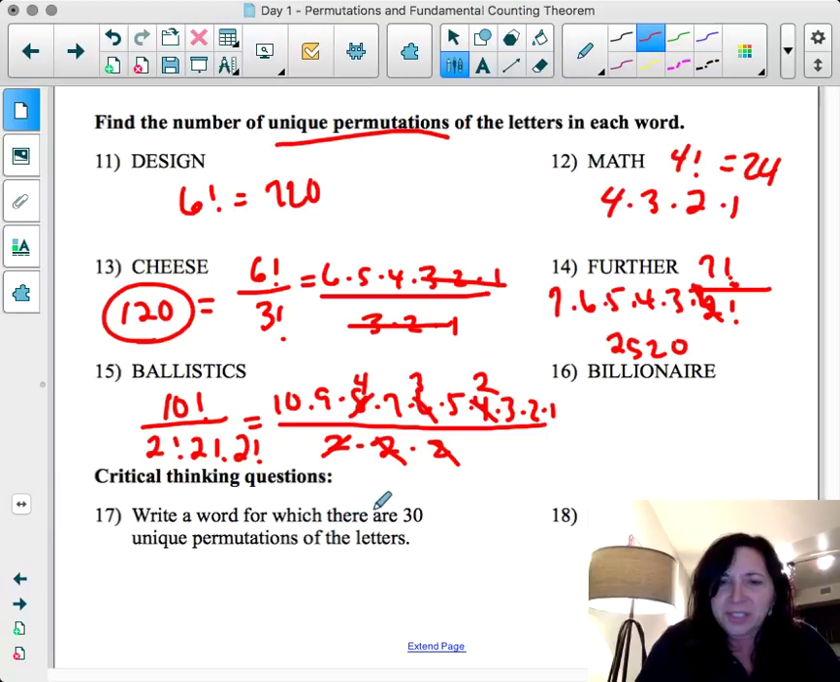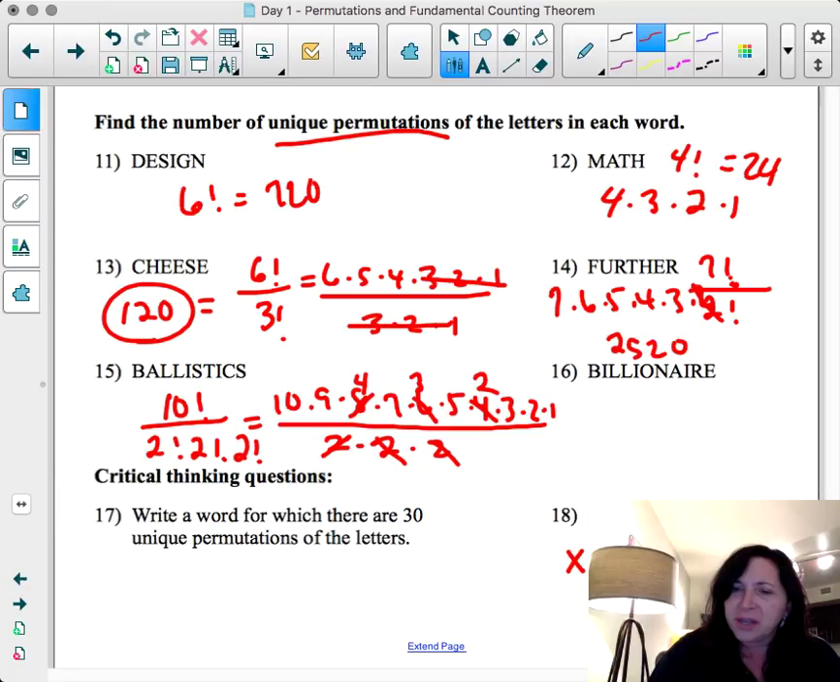Write a word for which there are 30 unique permutations. This one, I think I ended up, it's like loyal. Anyway, I don't remember the word. We'll get to that. And then this one, again, a permutation: x factorial over x minus the second term.